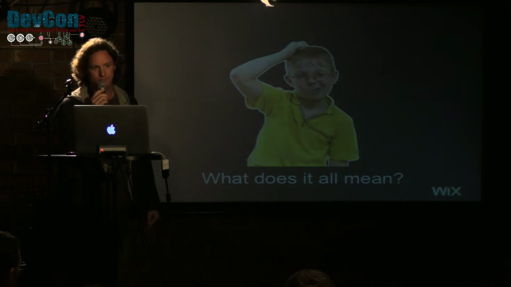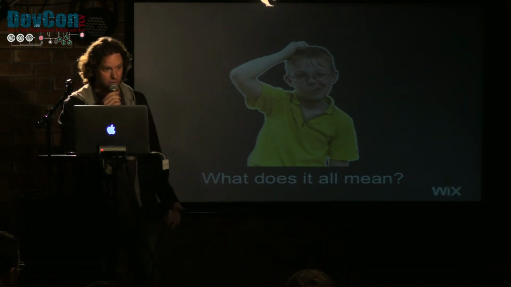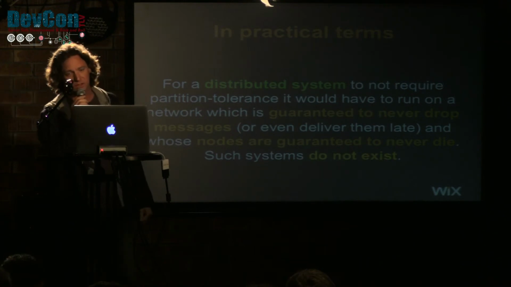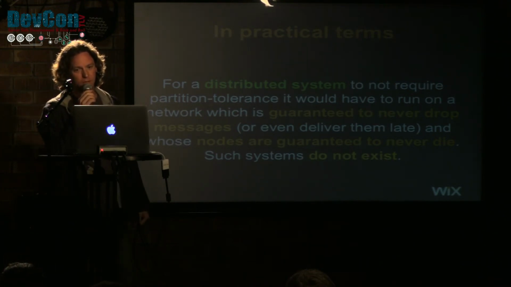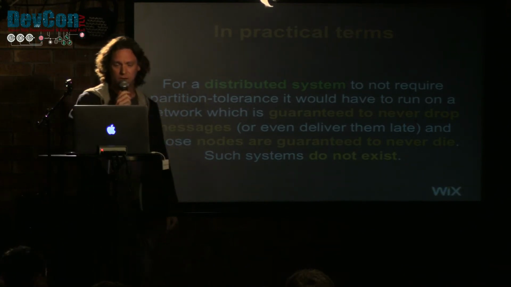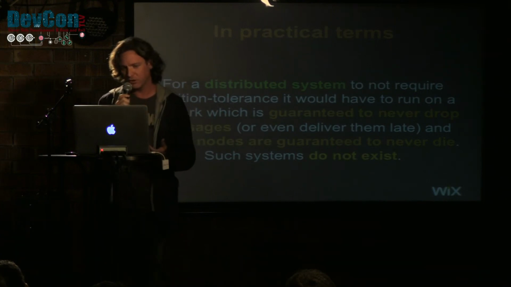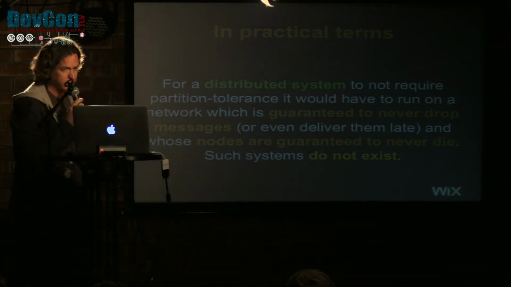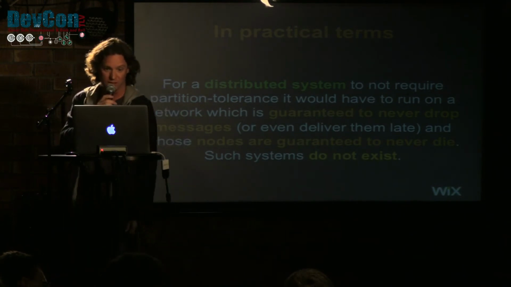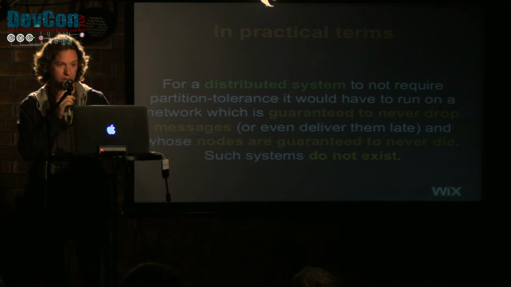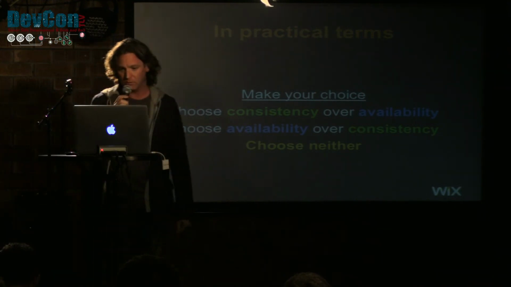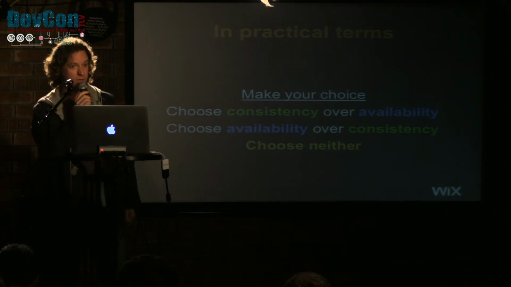So what do we do about it? Because at the end we're not really interested in mathematics, we're interested in doing real stuff in the real world. So the practical terms mean that any distributed system has to be resilient for partition tolerance, because a network that doesn't drop messages doesn't exist, and nodes that don't crash don't exist. So we need to have partition tolerance in whatever solution we're doing, which means we have to make a choice: consistency over availability, or availability over consistency, or neither, which is also a valid choice.